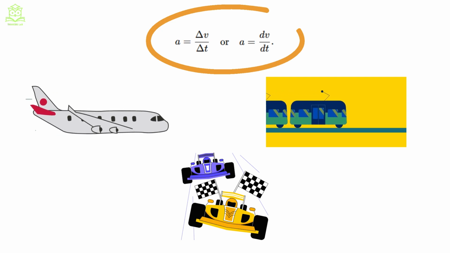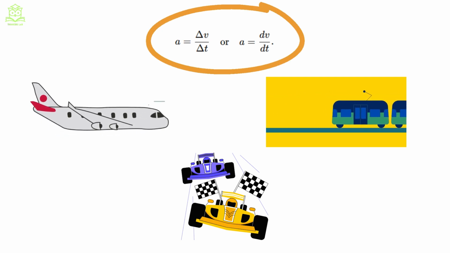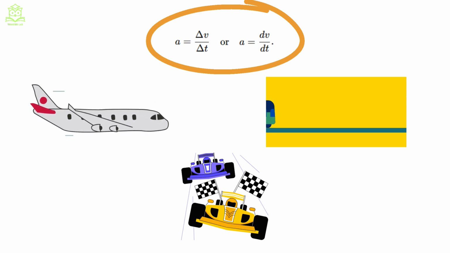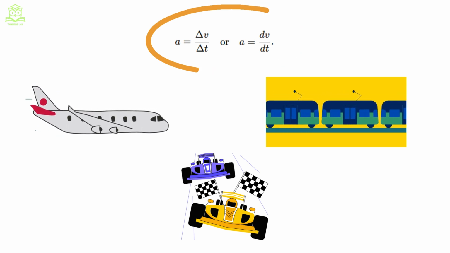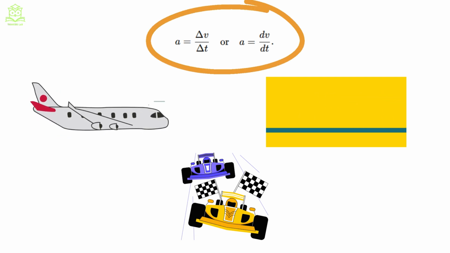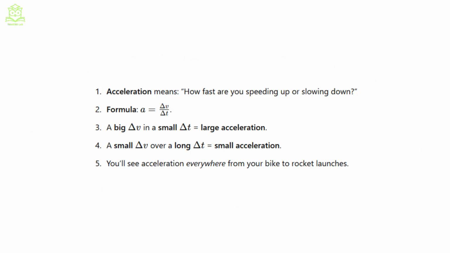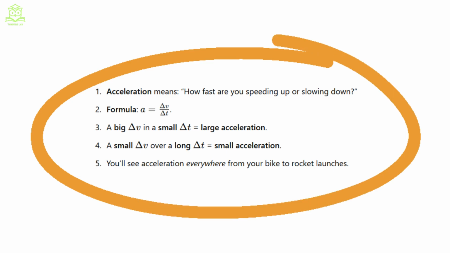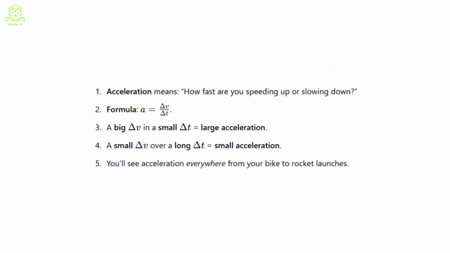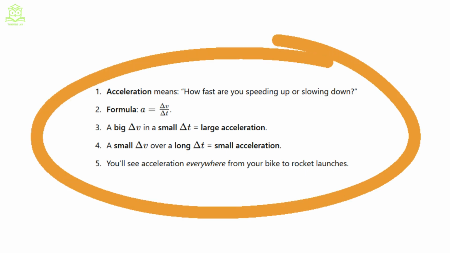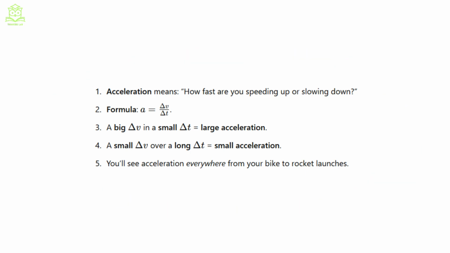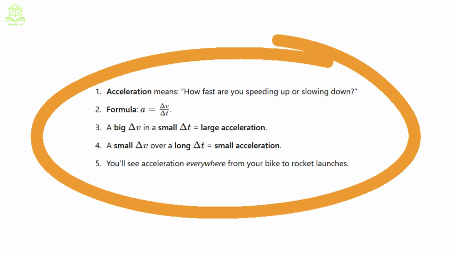Understanding a equals delta v divided by delta t gives us the power to predict how things go from slow to fast, or fast to slow, and to design safe, efficient, and exciting experiences. Key takeaways. 1. Acceleration means how fast you are speeding up or slowing down. 2. Formula: a equals delta v divided by delta t. 3. A big delta v in a small delta t equals large acceleration. 4. A small delta v over a long delta t equals small acceleration. 5. You'll see acceleration everywhere, from your bike to rocket launches.